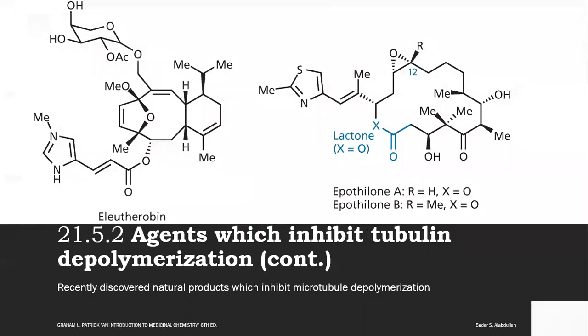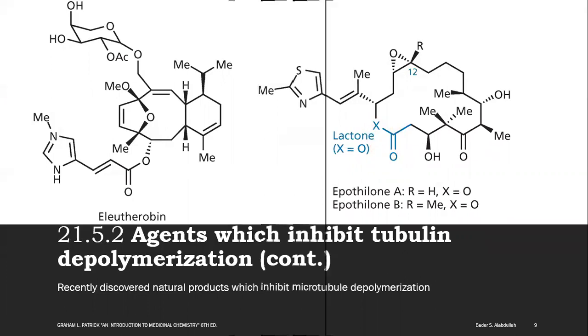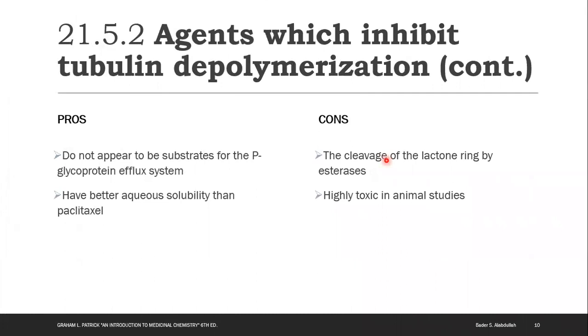So what ring? It is this part of the molecule. As you know, if you have an ester group inside a ring, this whole ring will be called the lactone ring. Okay, but because this is an ester group, it's going to be sensitive to hydrolysis by esterases, right? So that's one of the disadvantages of the epothilones, which is the cleavage of the lactone ring by esterases.